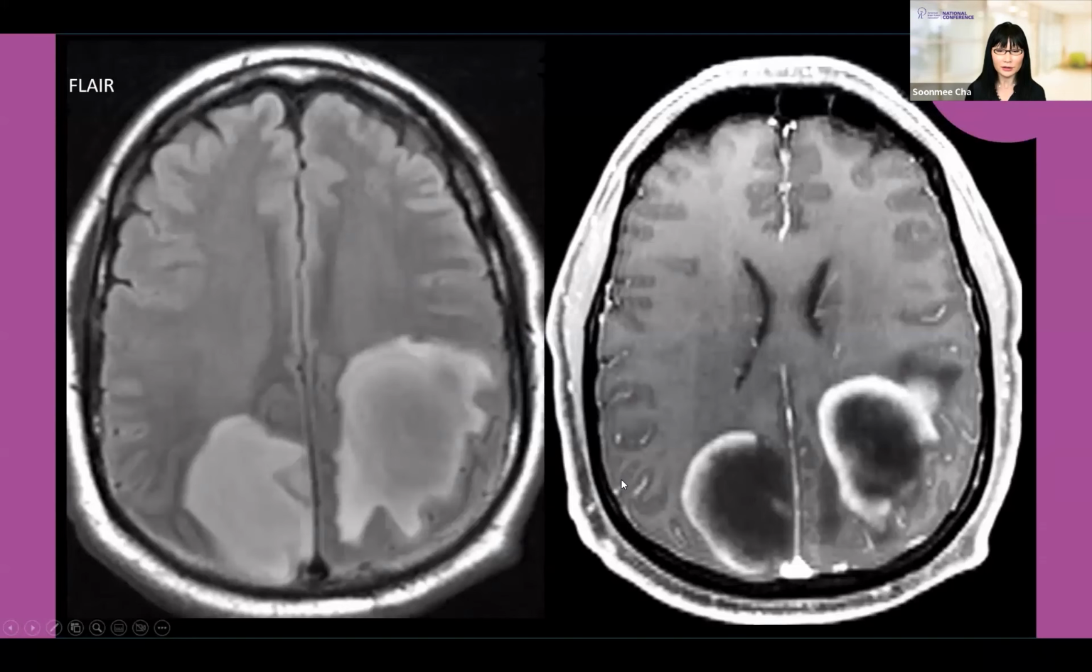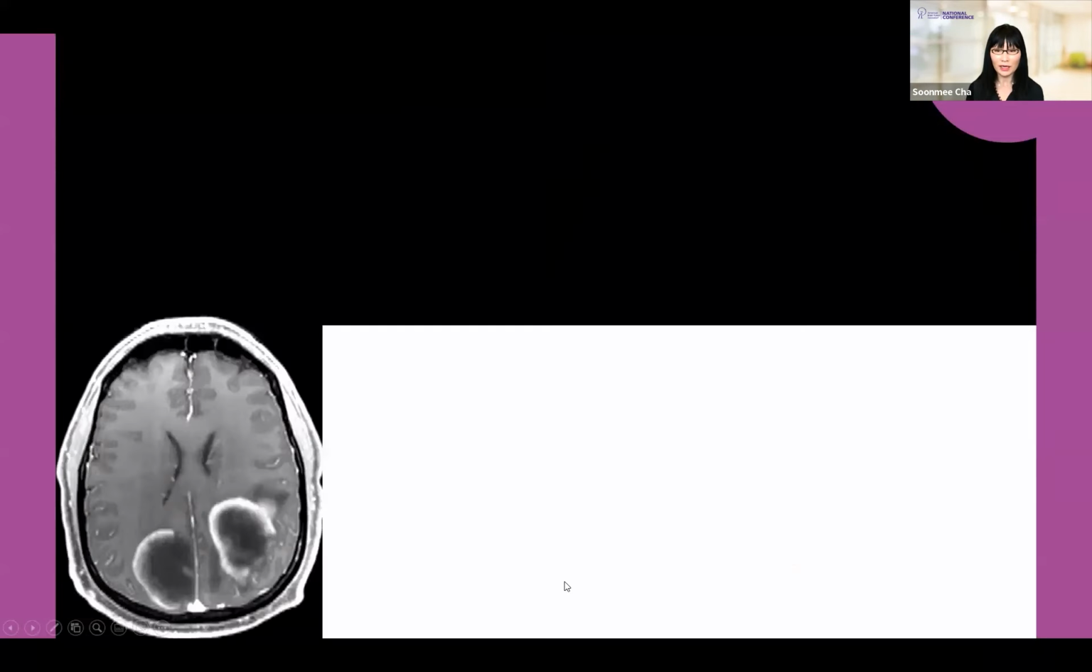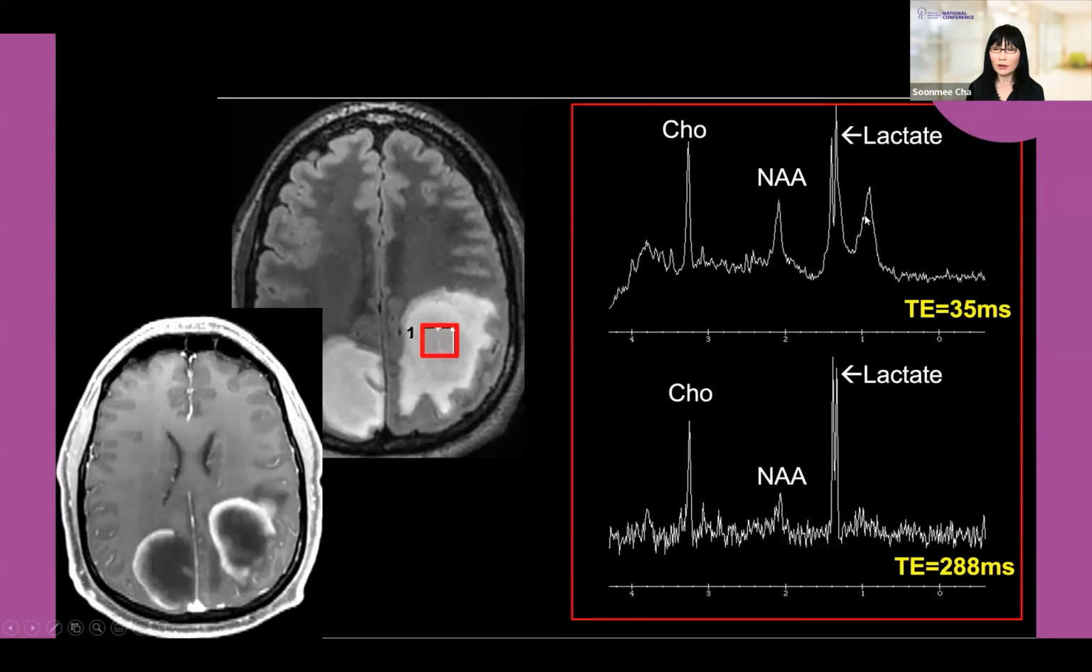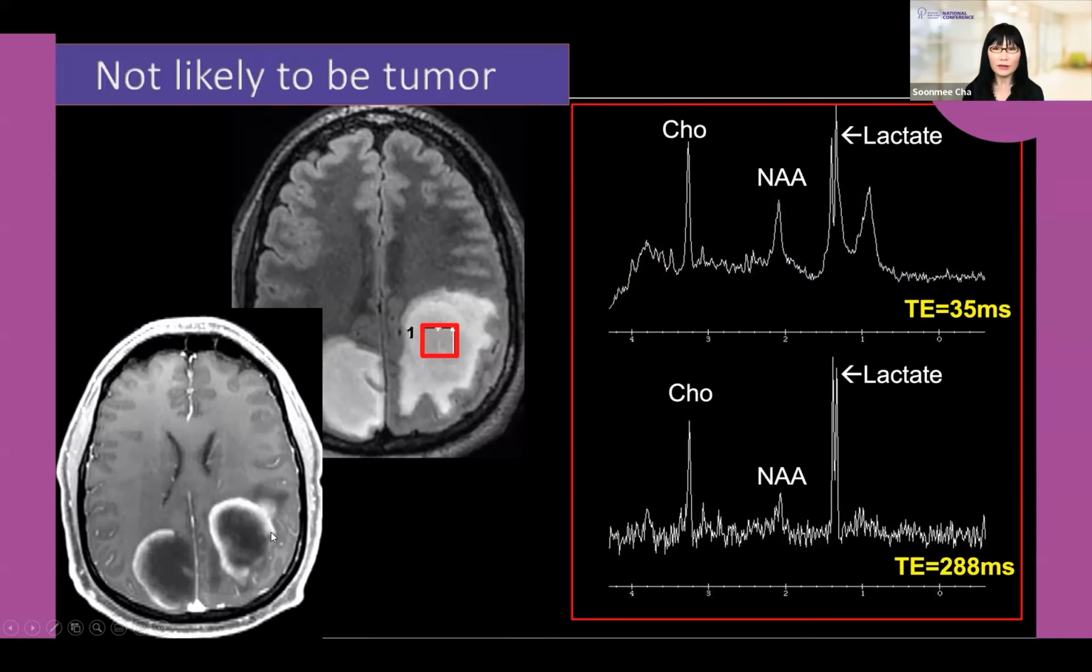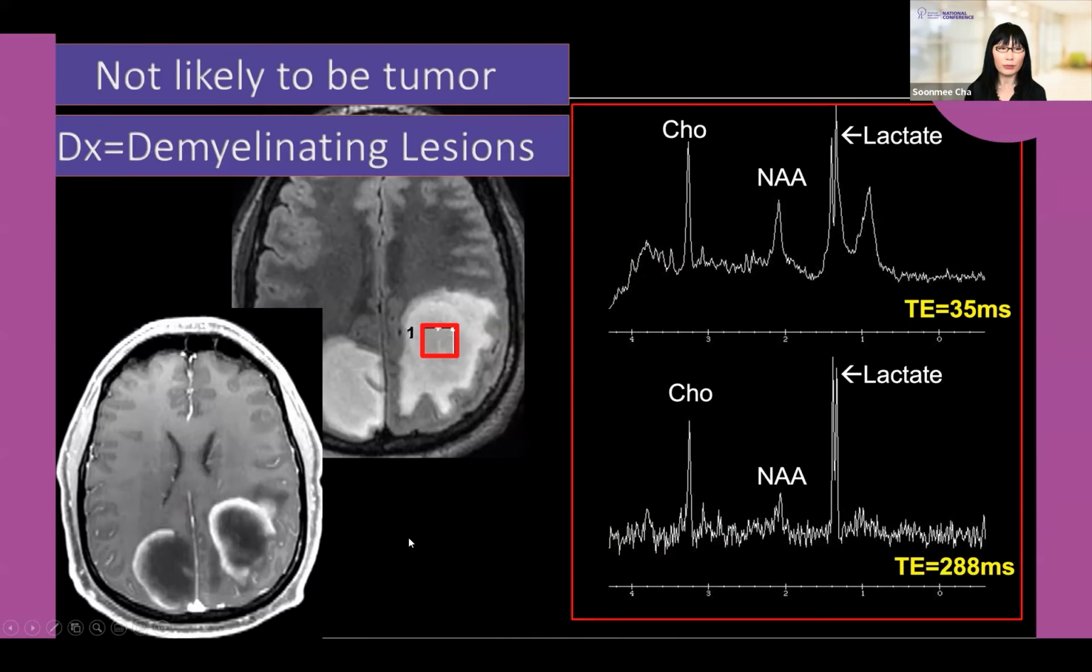Are there metastases? This patient was thought to have brain metastasis from systemic cancer, but we added spectroscopy and noted that there's no high choline, which is the marker of proliferation, and there was a lactate peak. So a very limited biopsy was done, and this was not metastatic cancer at all. This was a proven demyelinating lesion.